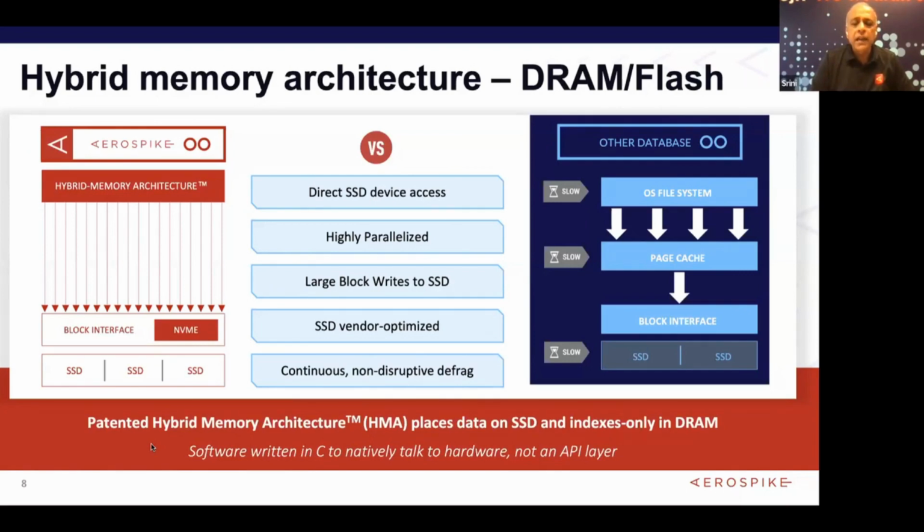Everything is highly parallelized in the access to SSDs because you can stick dozens of SSDs on some of the large nodes. And what this also implies is multi-threading and the ability in the background of running a continuous non-disruptive defrag, so we don't run out of space on disks at very high throughput of writes, for example.